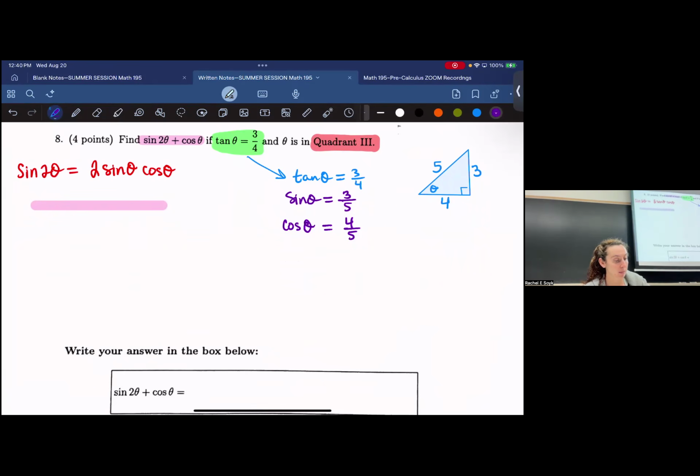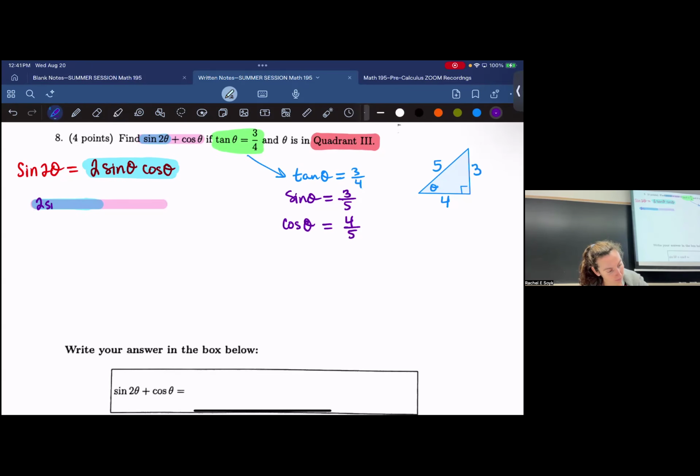And so now let's do some substitution. We know that sine 2 theta, and I'll maybe color code a little bit more, we can replace with 2 sine theta cosine theta. And then we have our plus cosine theta. But now we can replace it even more because we know our cosine theta and our sine theta. So let's put in our numbers. 2 times sine theta is 3/5, cosine theta is 4/5, plus cosine theta, 4/5.